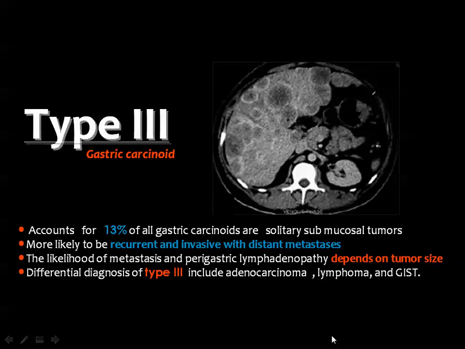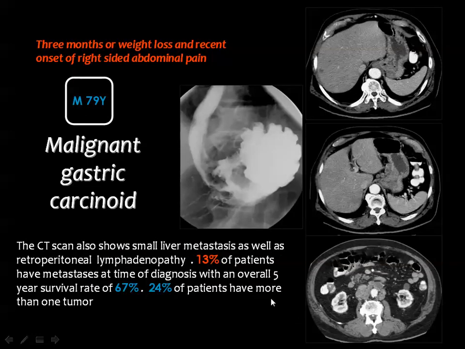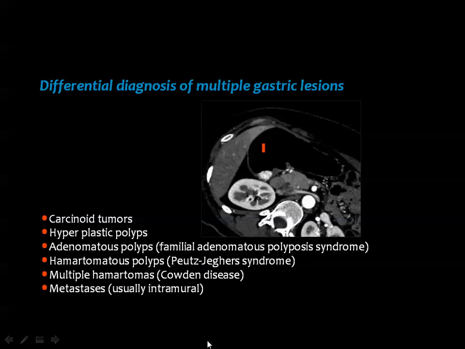But type 3 carcinoid usually simulates gastric cancer, and this is a solitary lesion, and it accounts for about 13% of gastric carcinoids, and it usually presents with metastatic lesions. And you see in this case a filling defect with thickening of the wall in the gastric fundus, which is also identified in this CT scan, and in the retroperitoneum, you see many of the metastatic nodes. Then the differential diagnosis of multiple gastric lesions will include carcinoid tumors, polyps, of course, of many types, and also metastatic deposits.